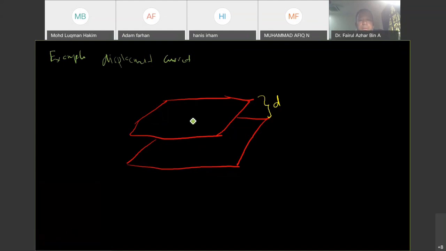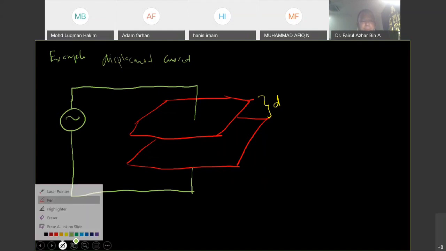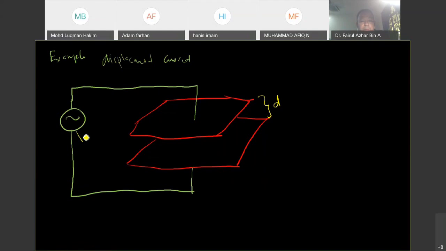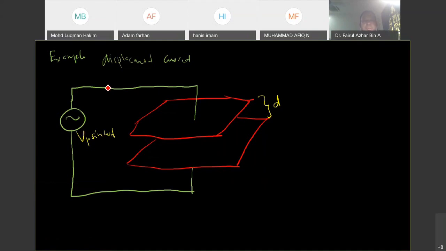The top plate is connected to the positive terminal of a voltage source, and the bottom plate is connected to the other terminal of the voltage source, for example. Let's say in this case we are using a sinusoidal voltage, Vp sine omega t. Because this is a closed complete electrical circuit, the current inside the conductor will be Ip sine omega t as well.